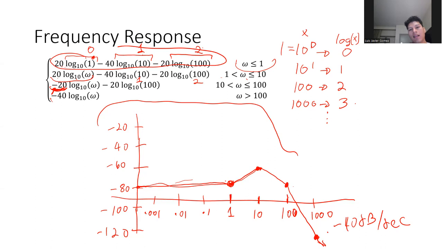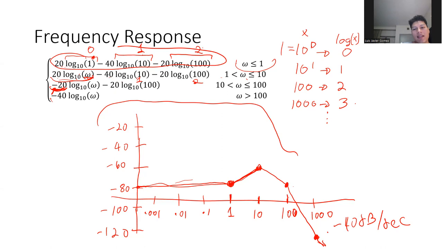And then if you look here, if I plug in 1, then this is 0. This is negative 80 still. So it matches. But then as I keep increasing omega, this value is going to start changing linearly. It's going to increase by 20 dB for every factor of 10. So that's why there's a line here going from here to here. From 1 to 10, this increases by 20.